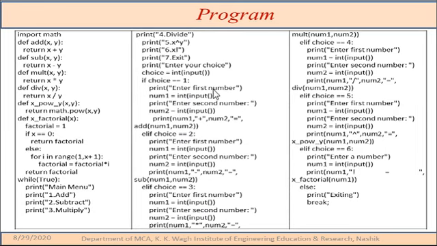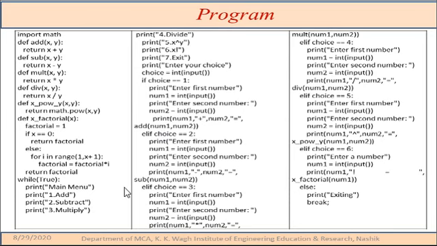Once you read the first number and second number from the user, you have to call the appropriate function that we defined for that particular choice. For example, the first menu item is add. So in choice 1, once I have read the first number and second number, I call the add function by passing number 1 and number 2.